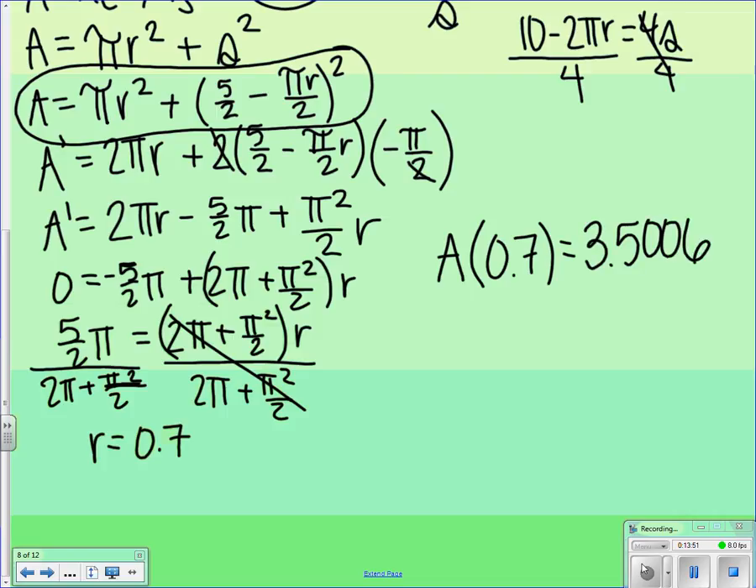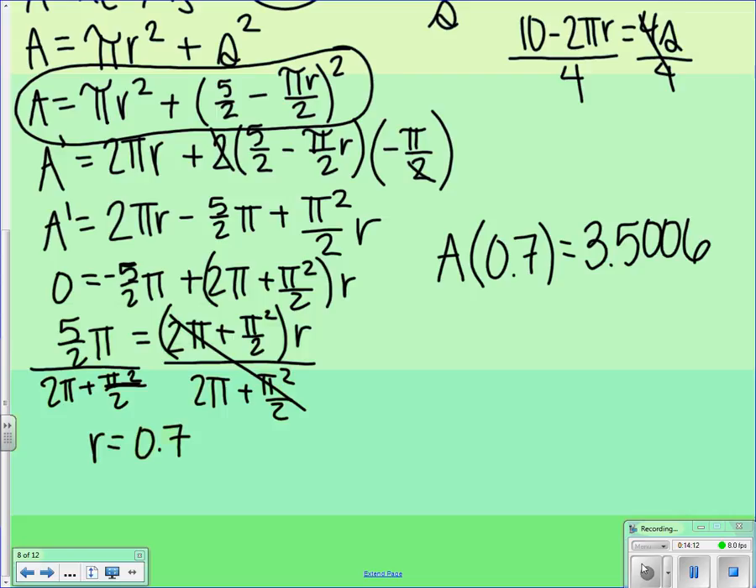3.5006. If you look in the book on page 328, they have a critical number of 4.3990. And when they use it, they get the exact same area that we got. The reason that they get a different critical number is because they set up their formulas a little bit differently.